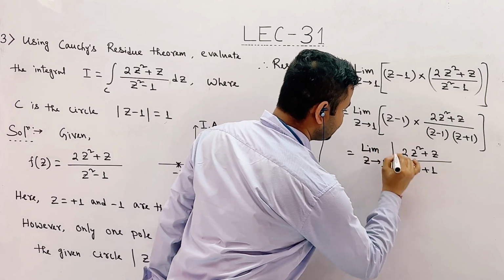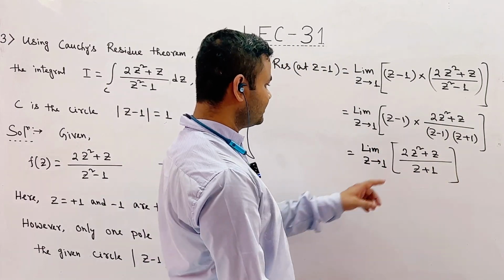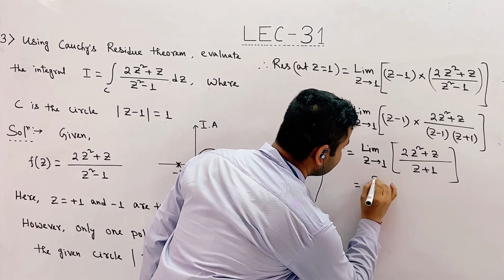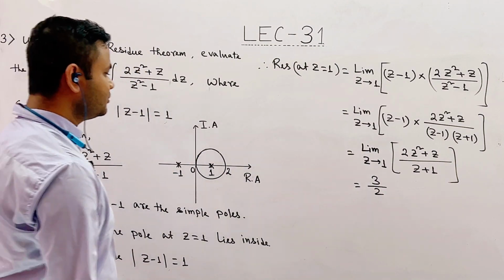Next, let us put the limit. So after putting the limit, we will get (2 plus 1) divided by (1 plus 1). So we will get 3 by 2. Next, apply Cauchy's residue theorem.